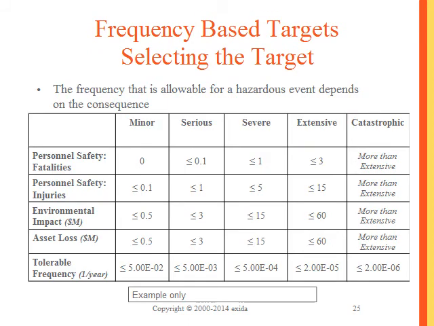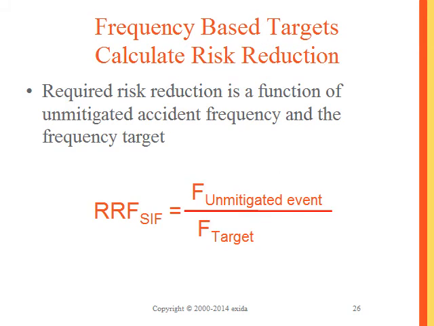So if we look at frequency-based targets, this is the frequency that's allowable for a hazardous event, and it depends upon the consequence. So here we're showing personnel safety fatalities: you've got minor, serious, severe, extensive, and catastrophic. And again, this would be derived from the company's overall risk criteria. These numbers would come from that. Then the required risk reduction is a function of the unmitigated accident frequency and the frequency target. So again, for our SIF, we will be looking at the frequency for the unmitigated event over the frequency for the target.